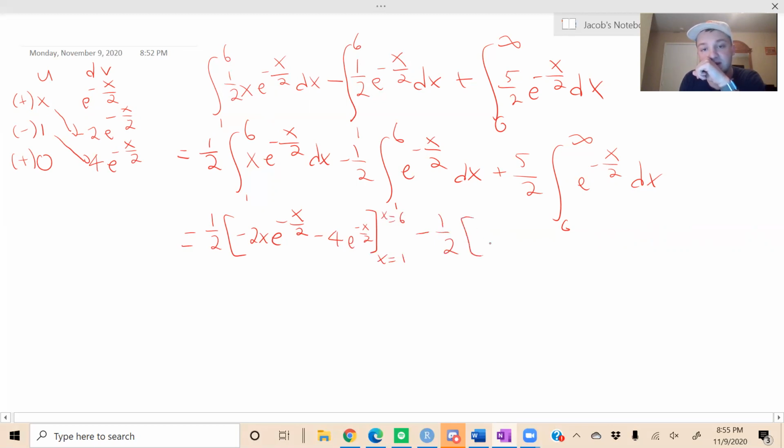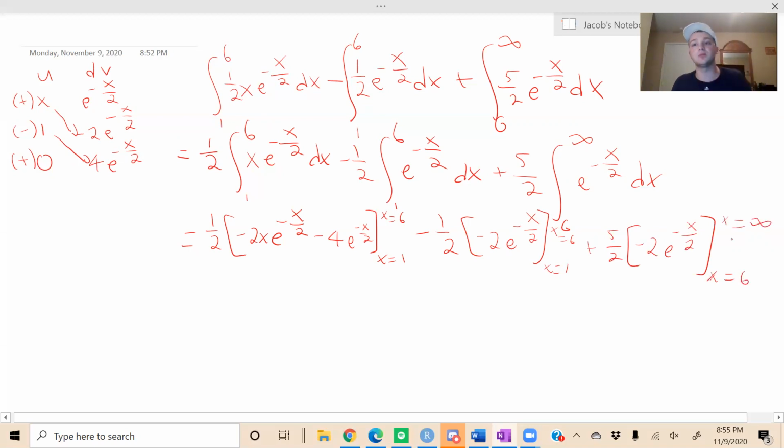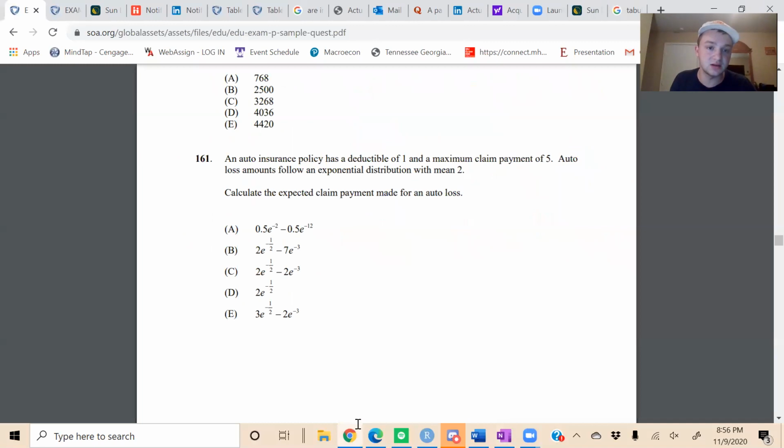We know that this integral is negative 2e to the negative x over 2. This goes from x equals 1 to x equals 6, plus 5 halves times negative 2e to the negative x over 2. At this point, I feel like if you're studying for Exam P, you're pretty comfortable with integrating. So this final answer ends up being 2e to the negative 1/2 minus 2e to the negative 3. And I think that's letter C. Yes, letter C.